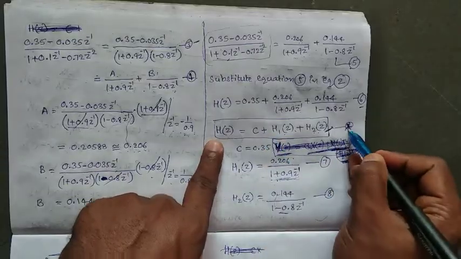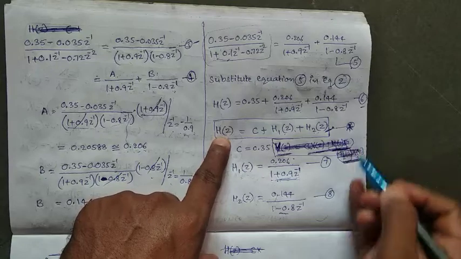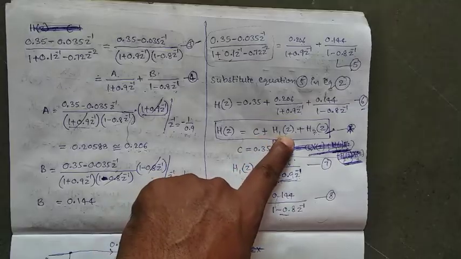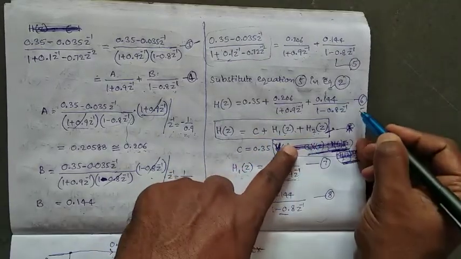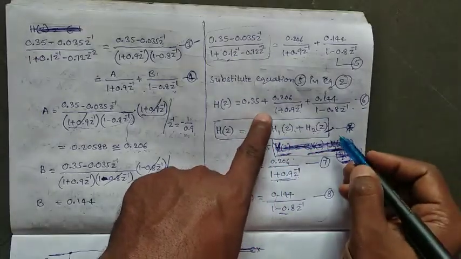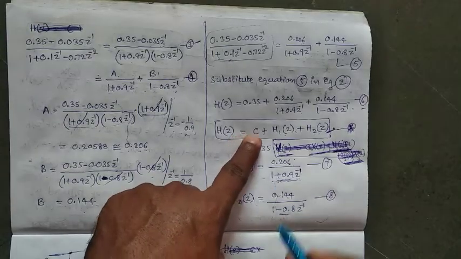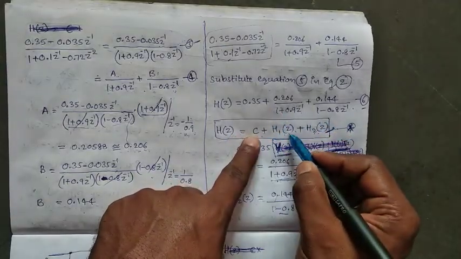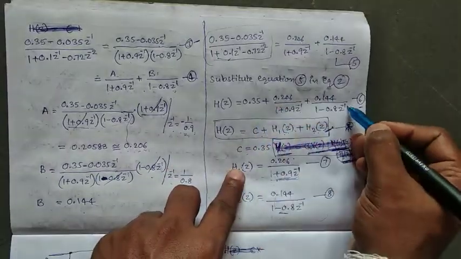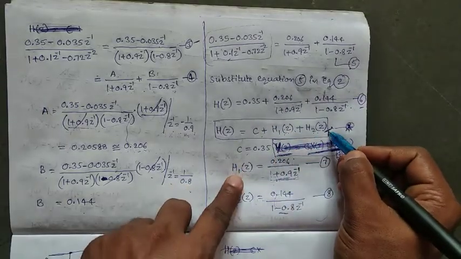Here from this star, H of z can be written as Y of z by X of z, which is equal to C plus H1 of z plus H2 of z. Now we are realizing H of z. H of z means Y of z by X of z. Here we are representing this in terms of C plus H1 of z plus H2 of z, comparing this equation with the star. From that we are observing C value, H1 of z and H2 of z.